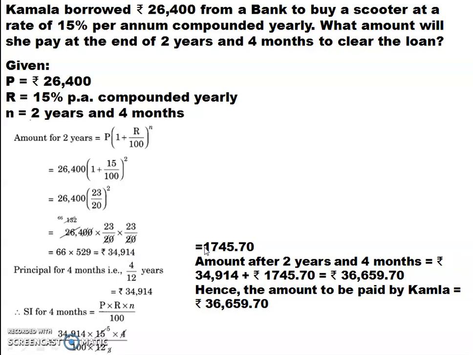So, amount after 2 years and 4 months is 34,914 plus 1,745.70. Hence, the amount to be paid by Kamala is 36,659.70.